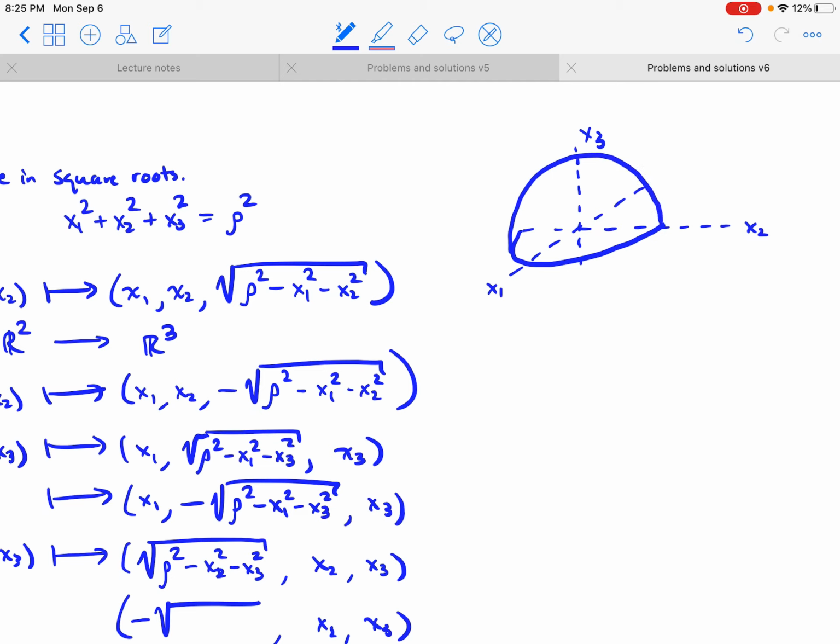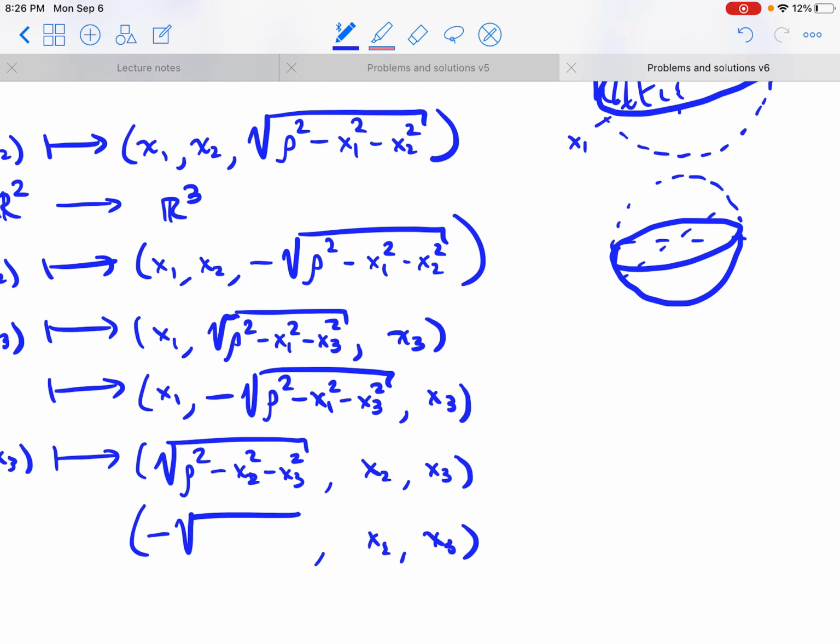So maybe this is the top half of the sphere, and we're missing the bottom half. I'm not doing a great job drawing this, but this is the top half of the sphere. Whereas this map down here, the image of this map would be the bottom half of the sphere only, and it's sort of missing this top piece.